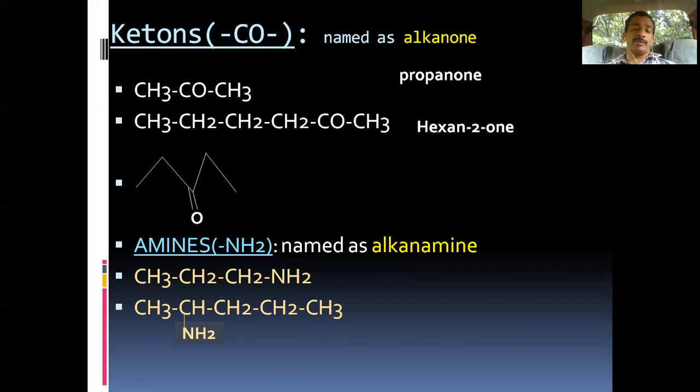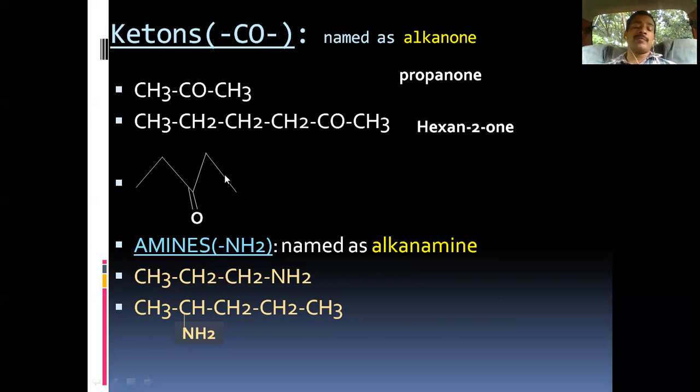I think it is clear to you. Now see this bond line structure. In this bond line structure, CH3, CH2, C double bond O, CH2, CH3. This case also has a CO group. It is the CO group or ketonic group.